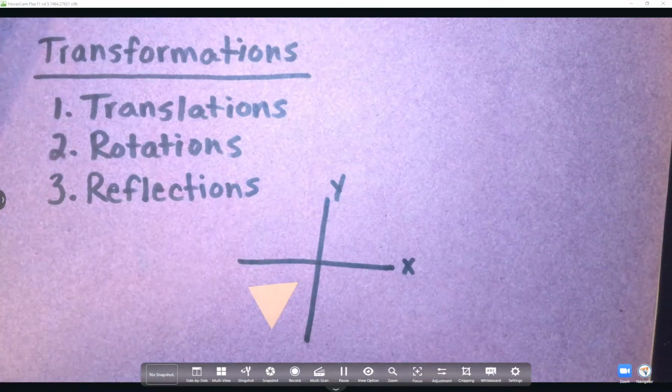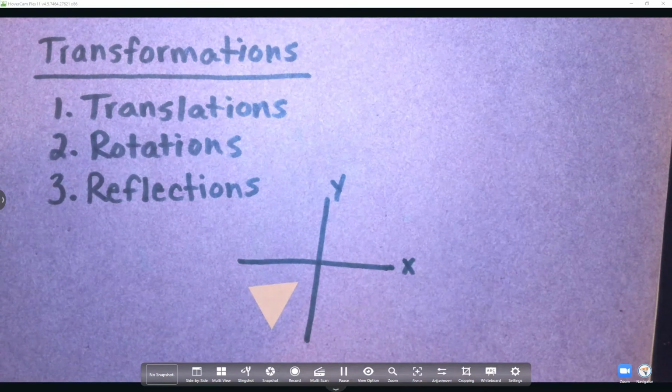Okay, so we've been talking about transformations. And when we talk about transformations, there's three main types that we're going to cover in class. The first one is translations, the second one is rotations, and the third one is reflections. And I have a few little tricks for remembering each of those.